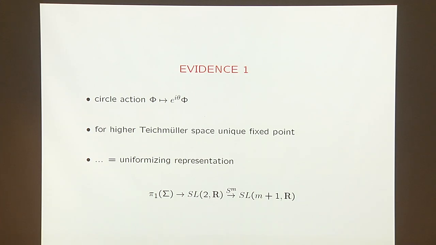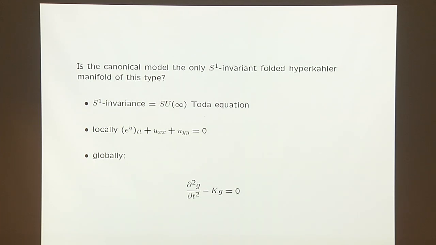And what is that in terms of flat connections? What is that unique fixed point? It's the uniformizing representation for the complex structure which you're using to write these Higgs bundle equations down. So the obvious question is: the canonical model, the one I've just described, is it the only S1-invariant complete hyperkähler manifold of this type?